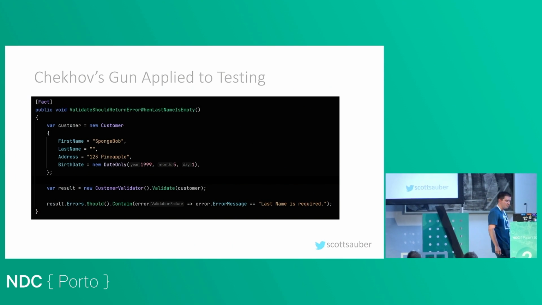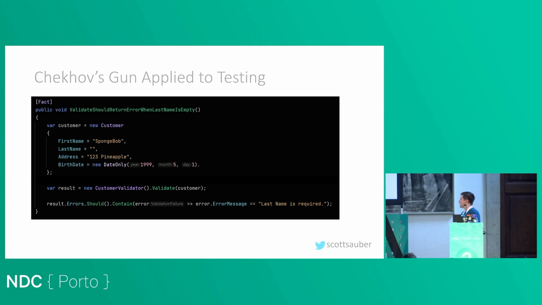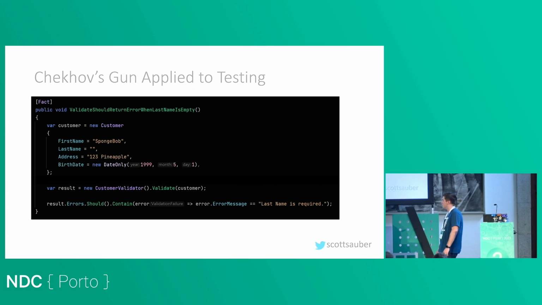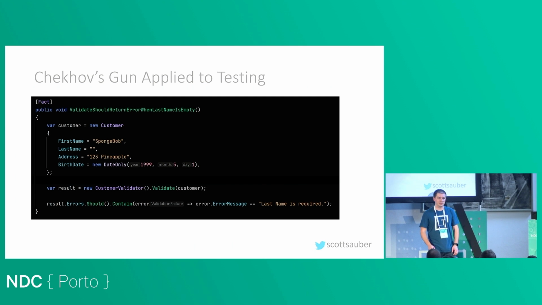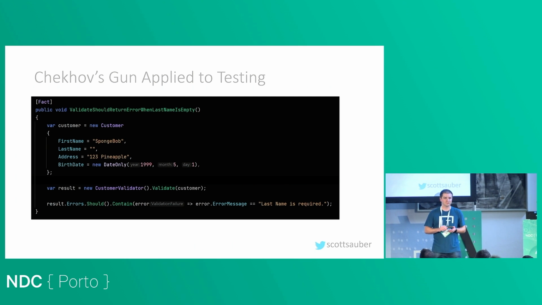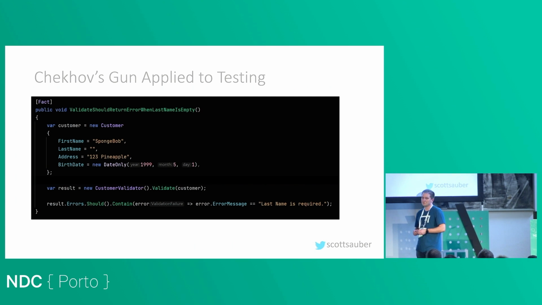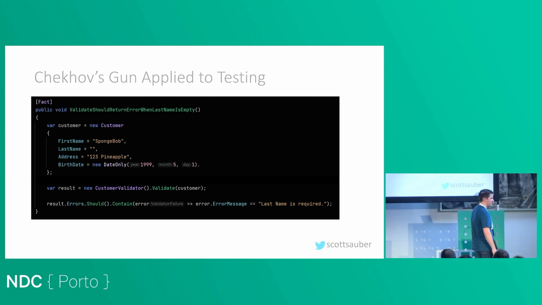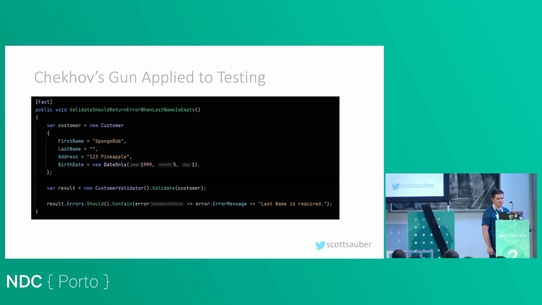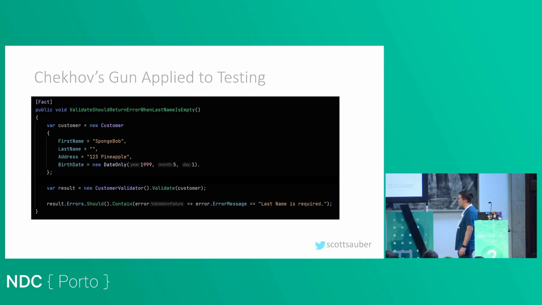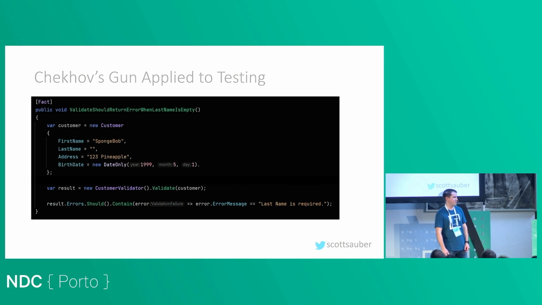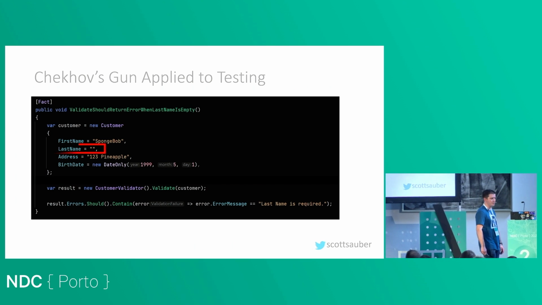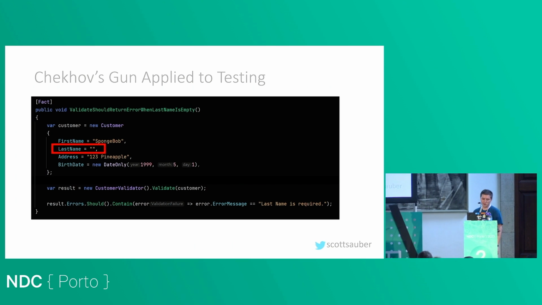So let's apply Chekhov's gun to testing here. This is very similar to what we just did. But what is violating Chekhov's gun, where everything that you see should have a purpose in this test? Yep, initializing all the fields, even though all you care about is last name, right? So we're initializing SpongeBob and his address and his birth date, even though it doesn't really matter to this test because all we care about is last name. That's all we care about right there.